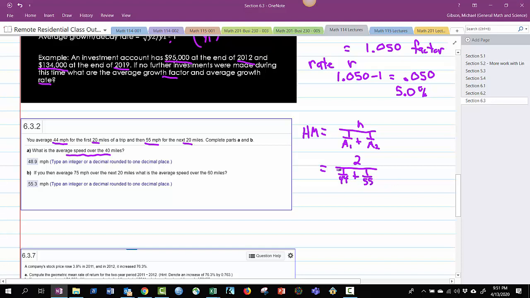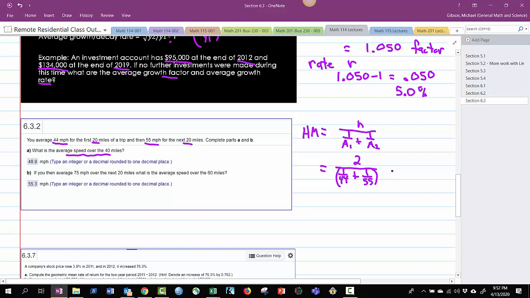Okay, now I'm going to punch this in your calculator, do it just like this. Use the parentheses, do it just like that. All right. So in my calculator, I'm going to do 2, hit the divide key, open parenthesis, 1 divided by 44 plus 1 divided by 55, close the parenthesis, hit enter. The number is 48.89, or to the nearest tenth, 48.9.